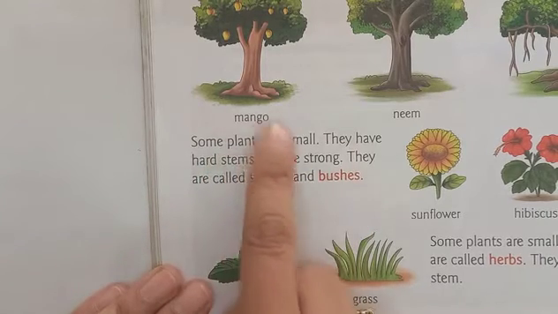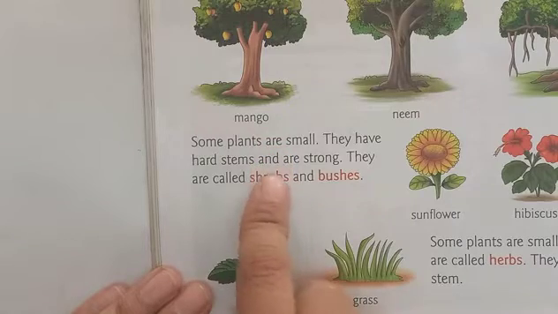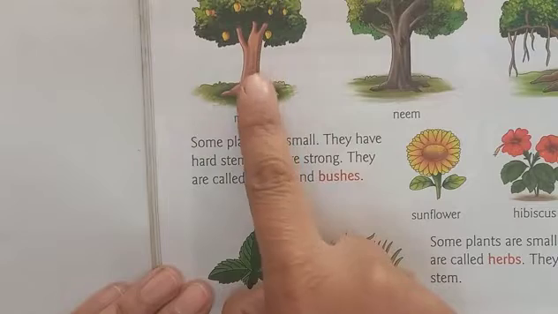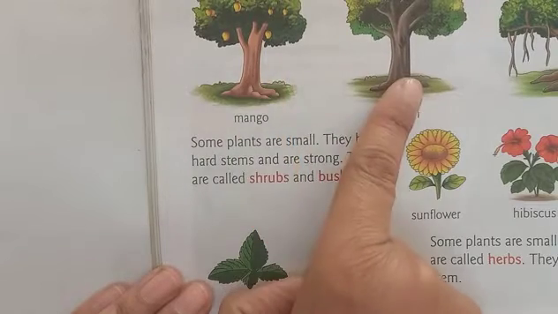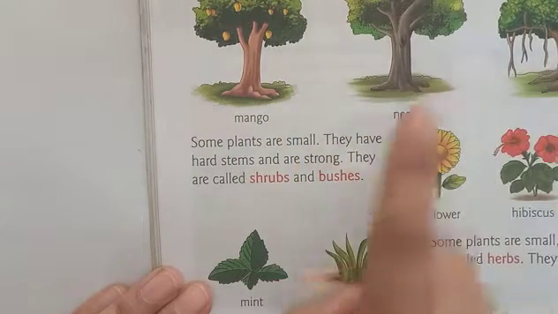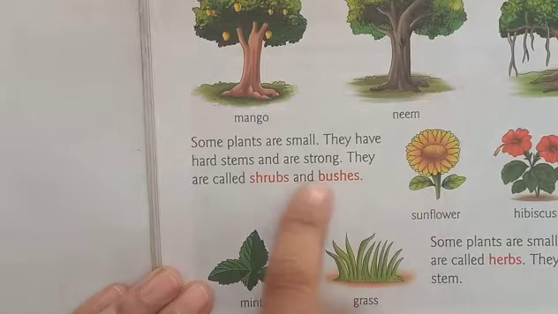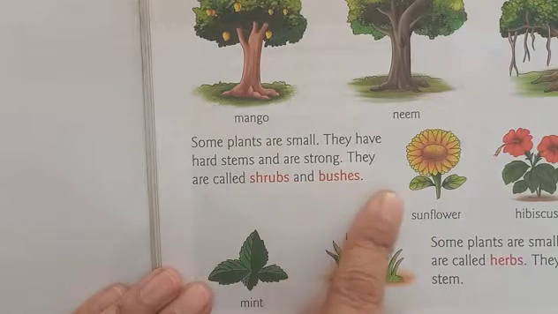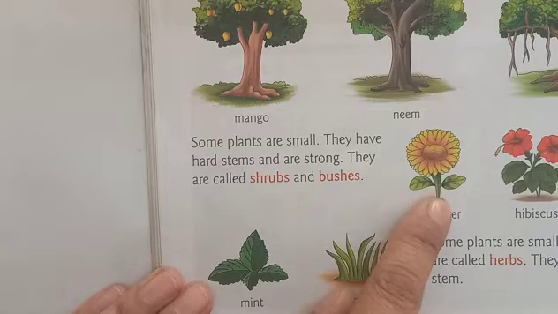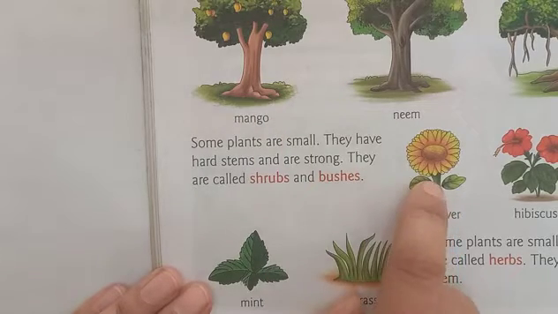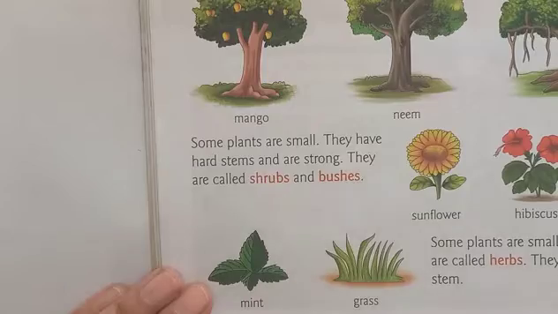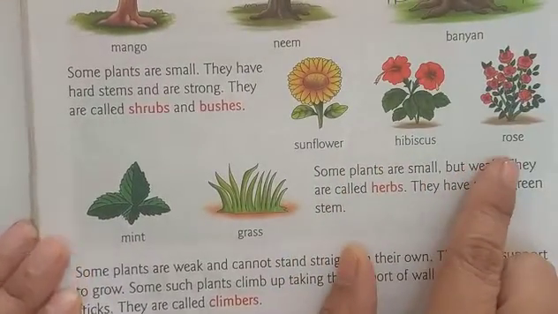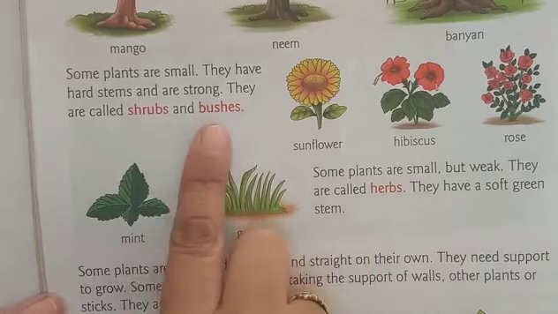So some plants are smaller than trees. Their stems, this is a stem. Yes, bark. Thick stems are known as bark. B-A-R-K, bark. And bushes and shrubs have strong stems and they are called shrubs and bushes. They have strong stems but they are smaller than trees. For example, sunflower, hibiscus and rose. They are shrubs and bushes.